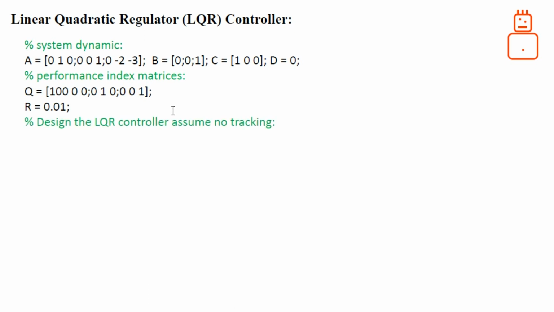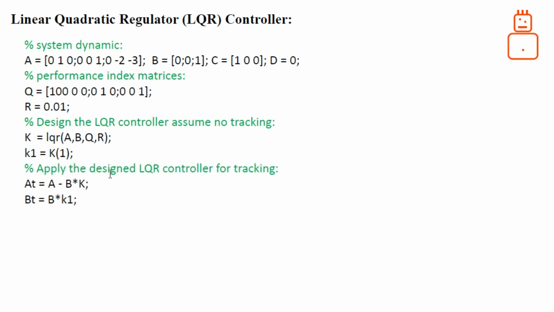Design an LQR controller with Matlab, assuming no tracking. So basically we use the command lqr, and we give the dynamics of the system, the state and control matrices, and the matrices of the performance index. This will give us the optimal gain that minimizes the performance index we saw in the first slide. We extract the very first value of that vector and name it K1.